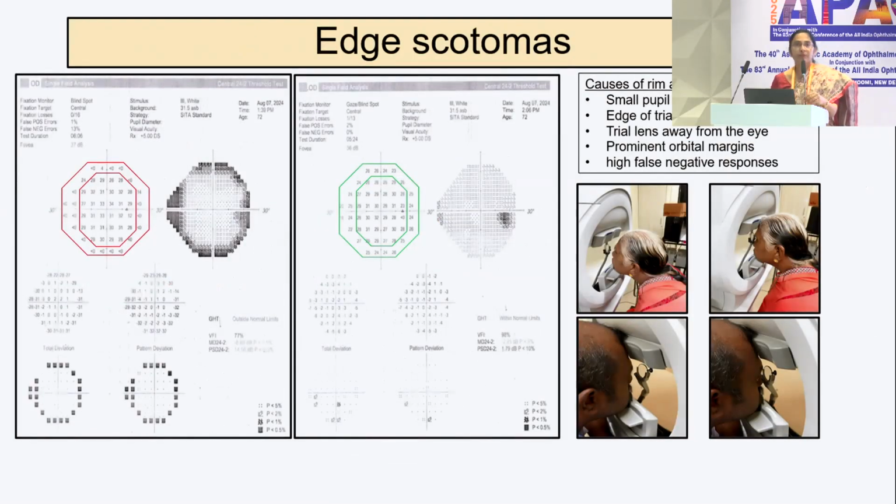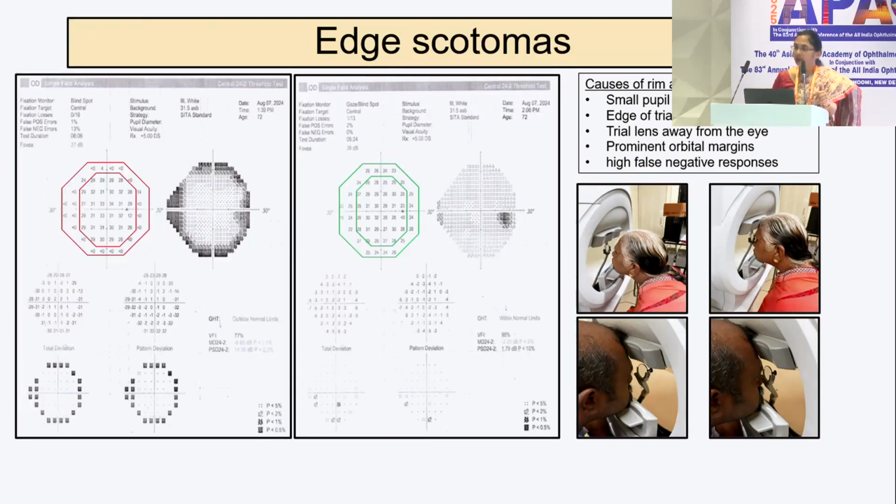Another type of artifact can happen because of some obstruction during the performance of the test. For example, it can happen because of the thick rim of the lenses that have been used for performing the test. And if the lens placed in the holder is not placed correctly, if it's placed too much away from the patient, that will produce an edge artifact. It can produce a rim scotoma or an edge artifact.